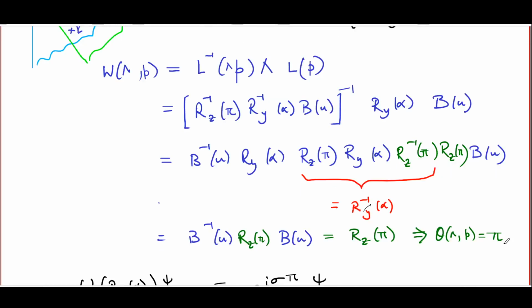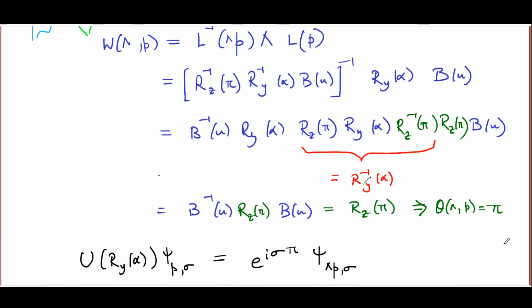So finally, this leads to the result that when you apply a rotation of coordinates through a positive angle alpha about the y-axis, the result of that operation acting on psi p sigma is basically psi lambda p comma sigma times e to the power I sigma pi. There is no overall additional factor due to normalization because lambda p of 0 and p of 0, their energy components are one and the same. That does not change under rotations.